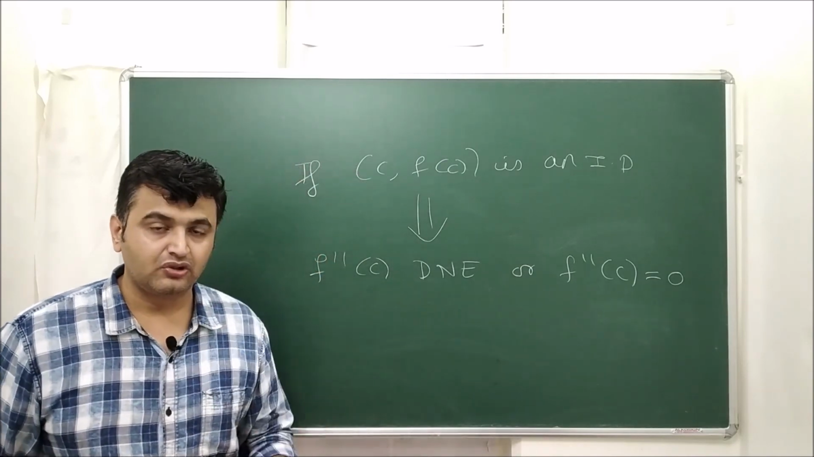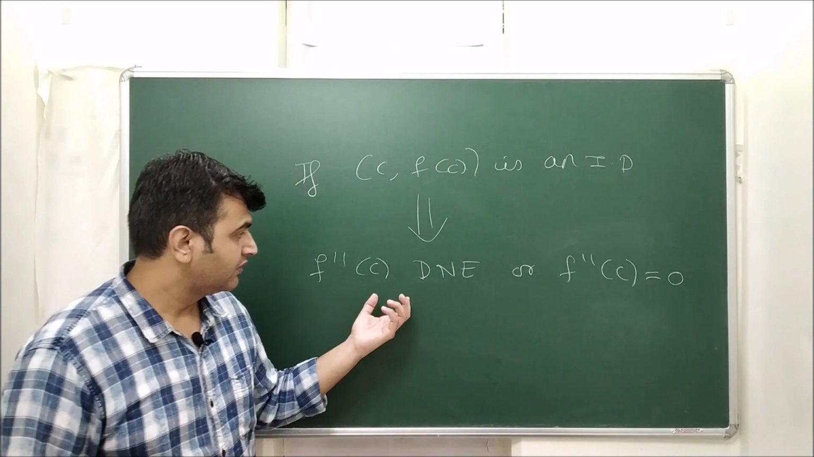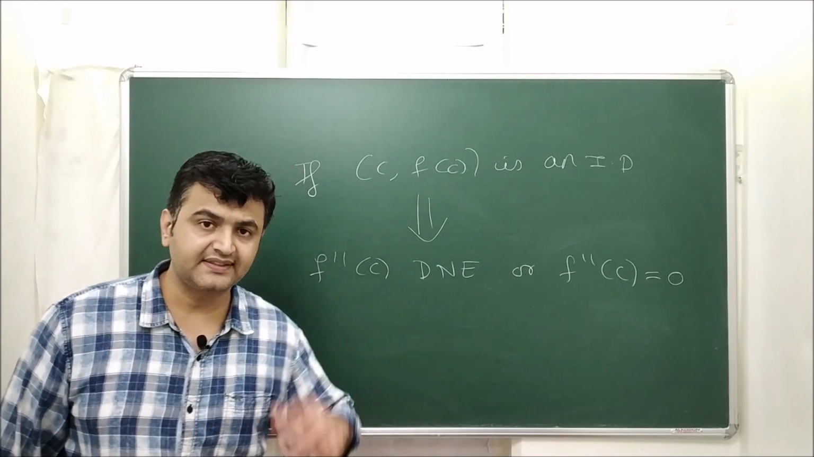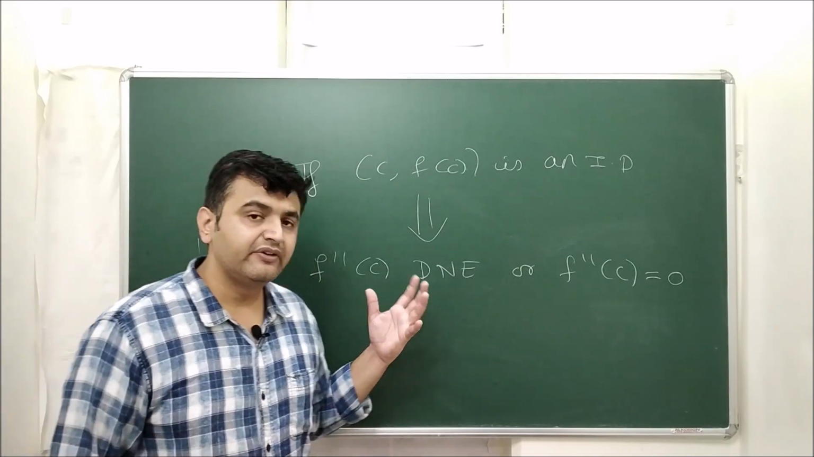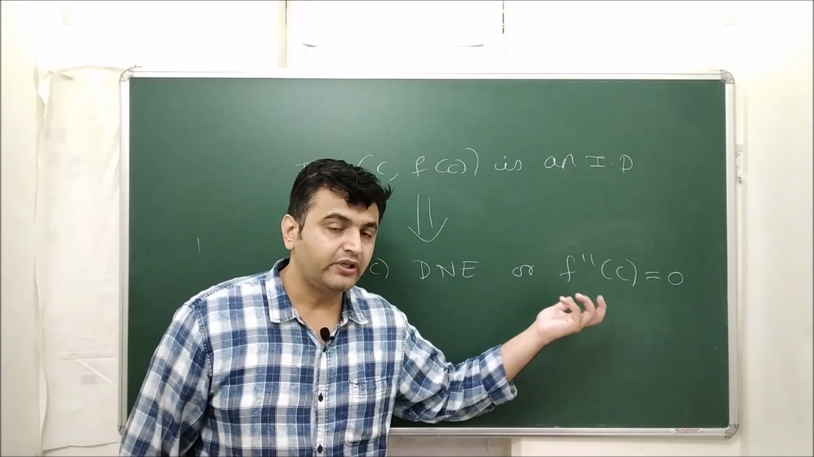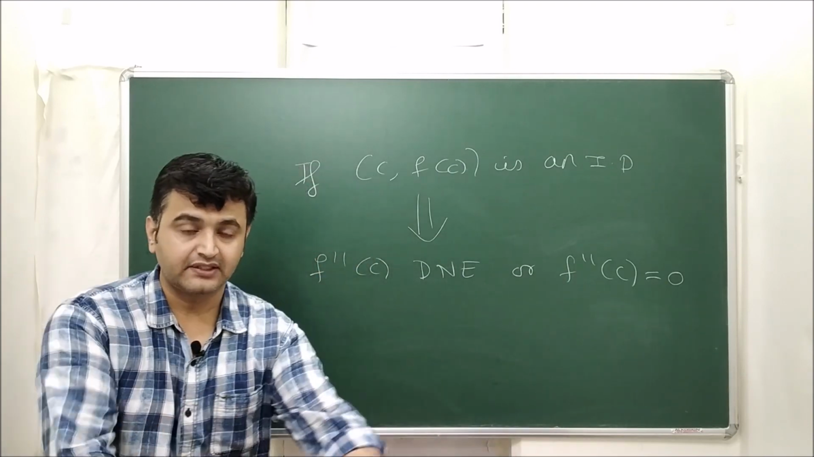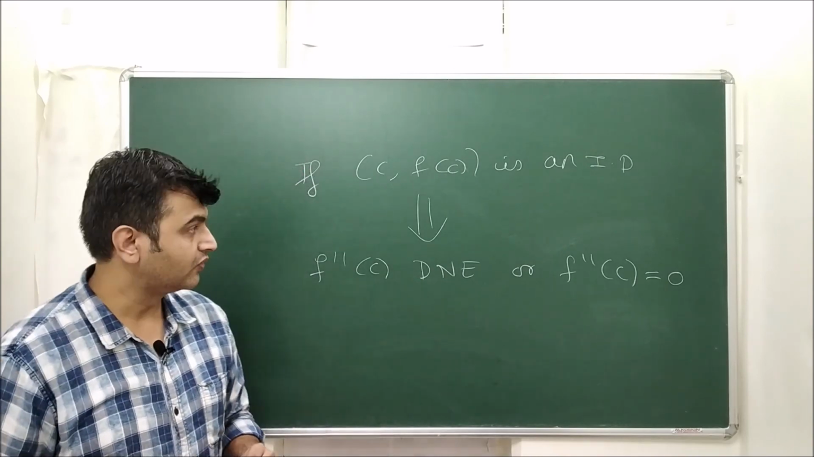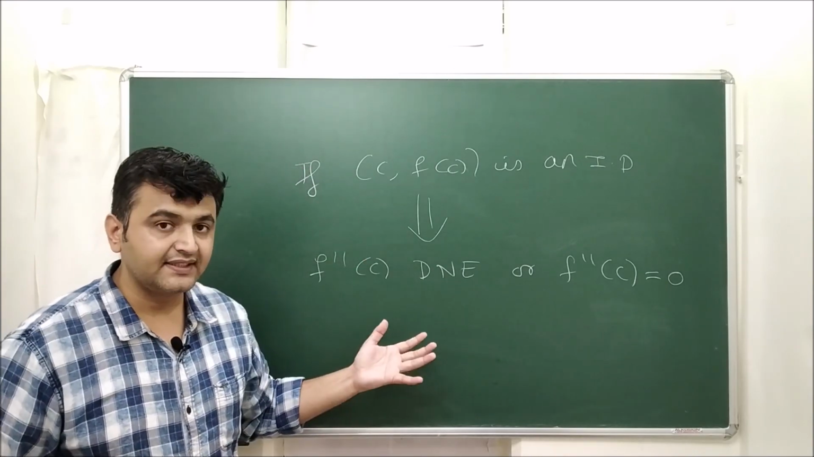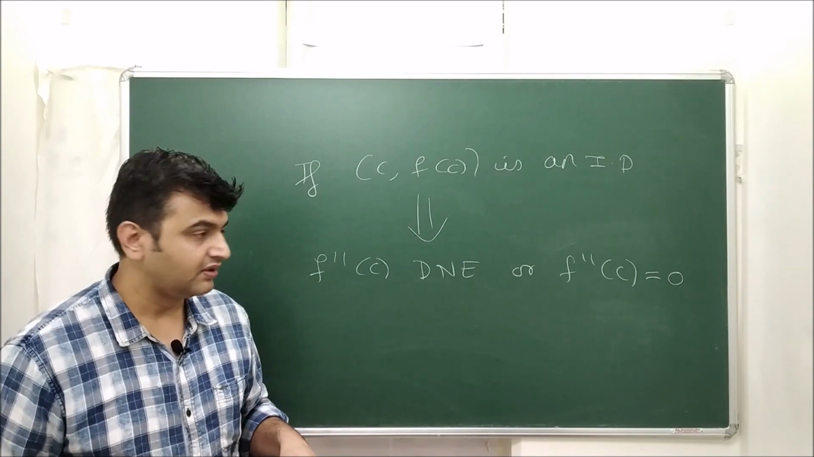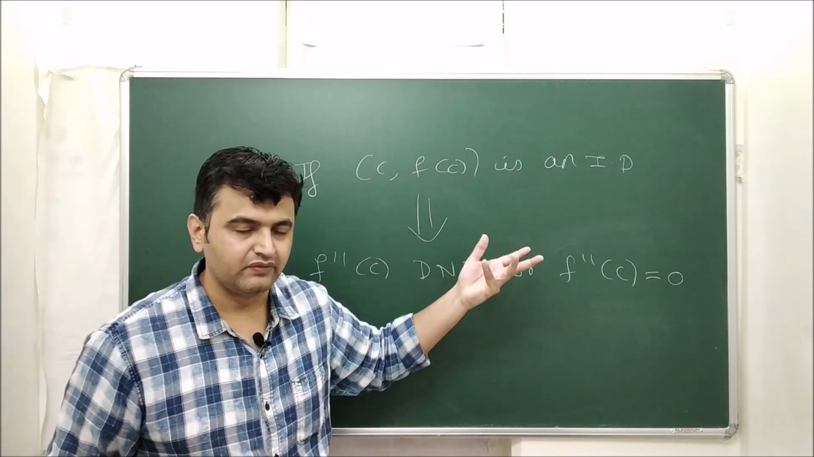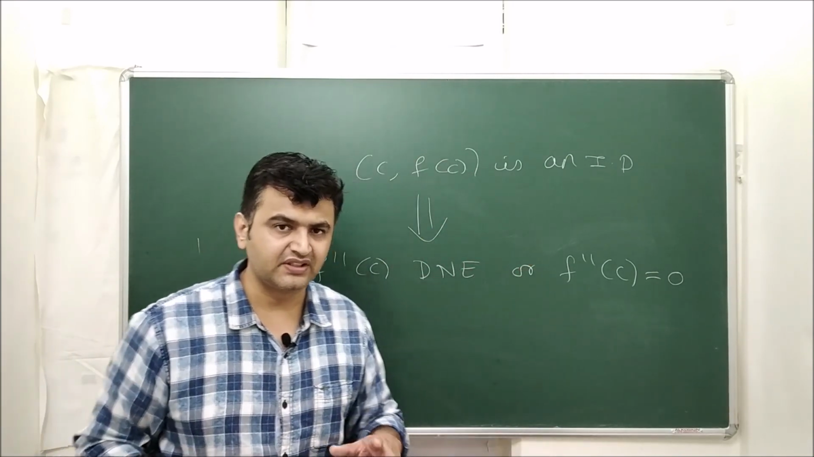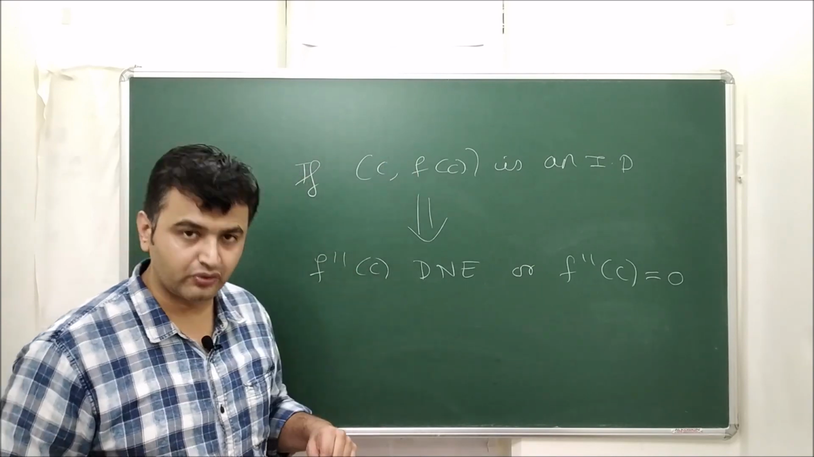So whenever there is a question where you have to find the inflection point, you find the double derivative and then see at which point the double derivative does not exist and at which point the double derivative is 0, and then check whether those points are really an inflection point. Okay, see, this is the necessary condition, this is not the sufficient condition. The converse is not true. If you're not comfortable with necessary and sufficient condition, what I want to say is the converse is not true.